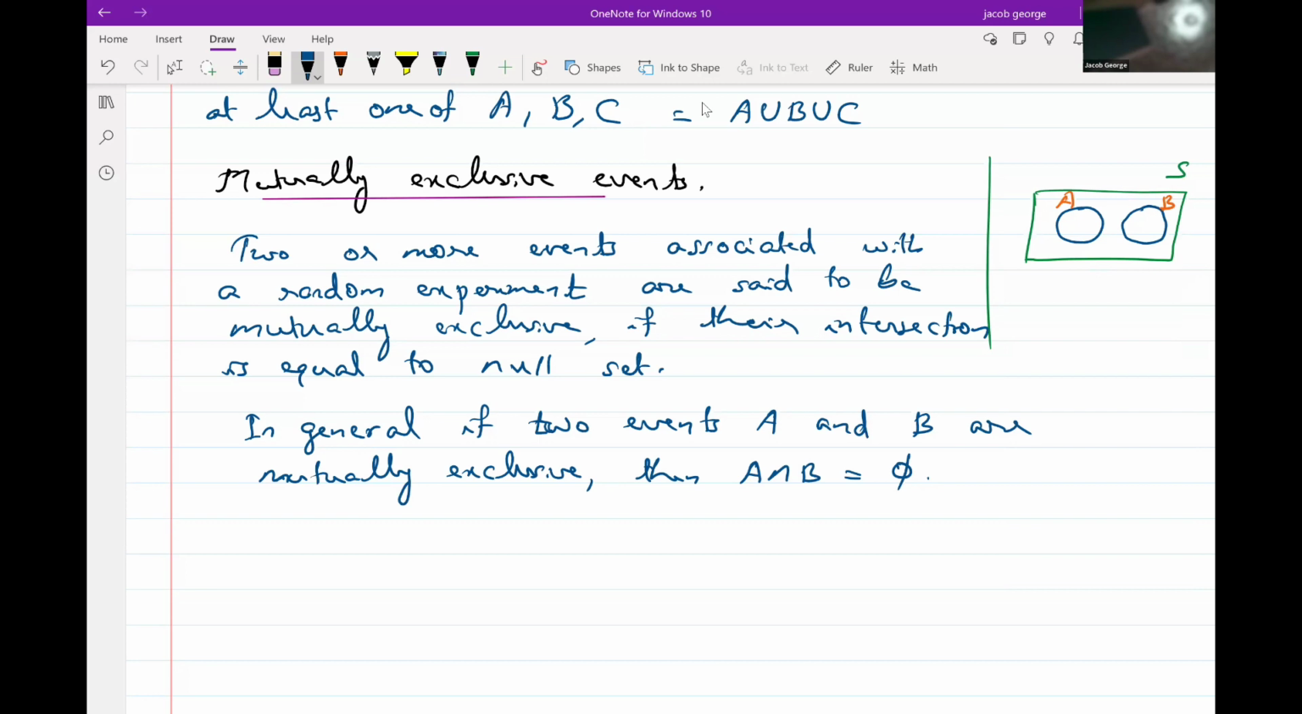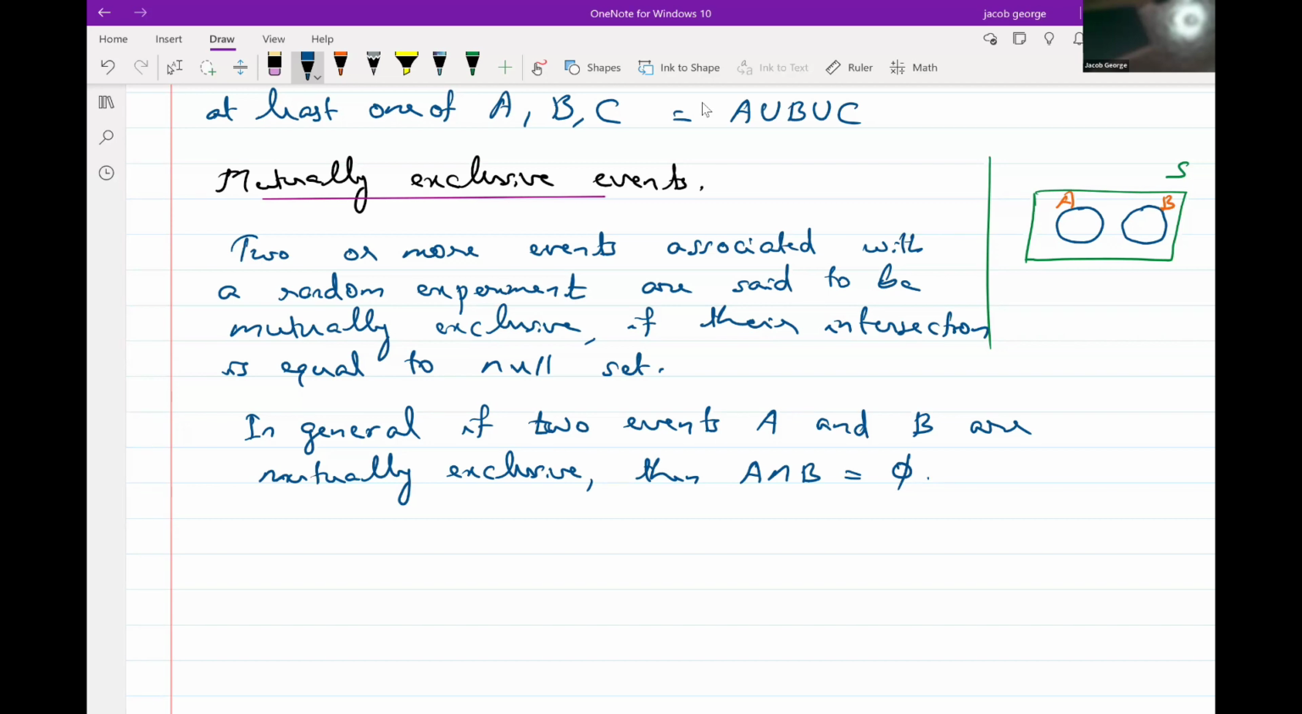Yes, is it clear, children? Sunny, Thomas, Ismail, Simran, Stefan, all of you understood mutually exclusive events? Haider, Sanobar, Alfin.